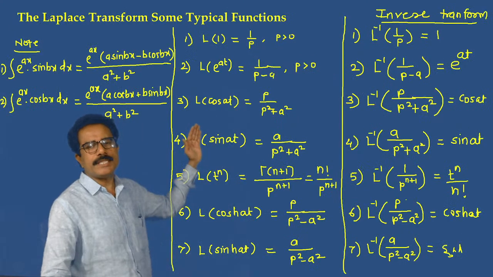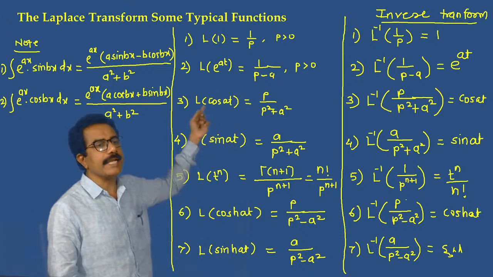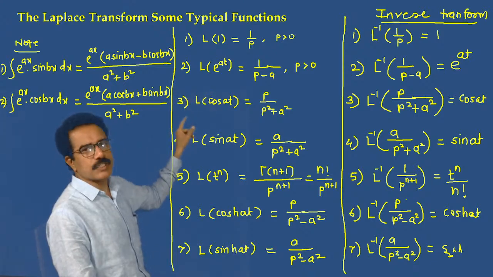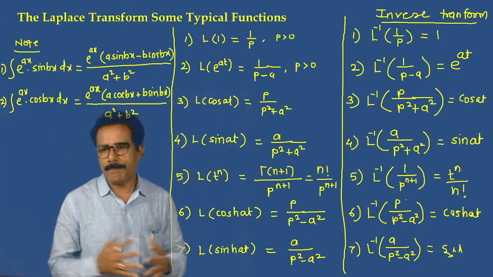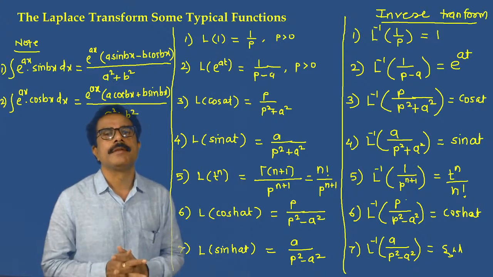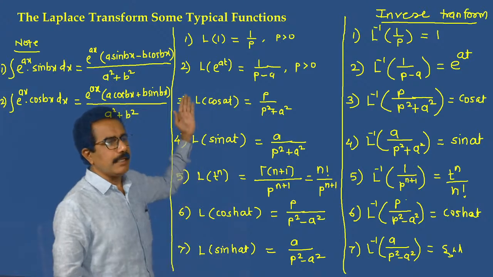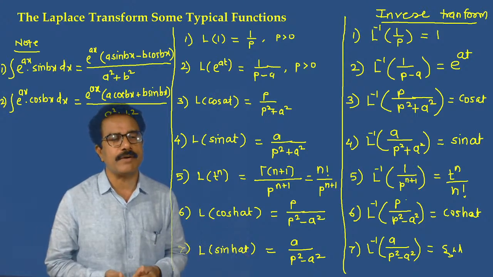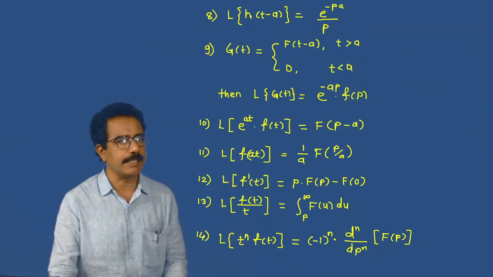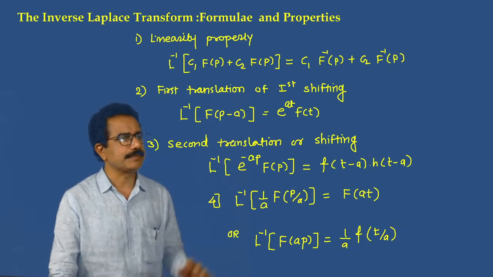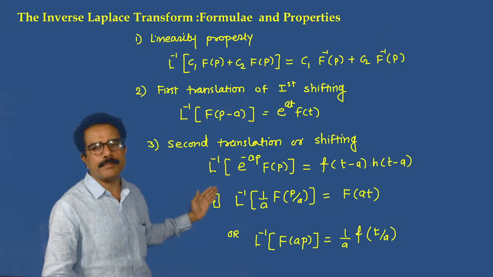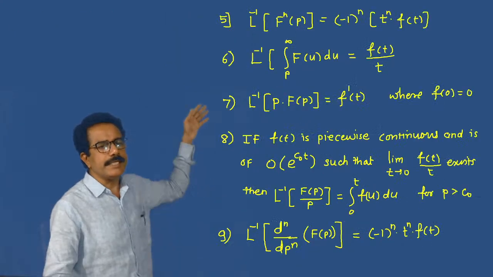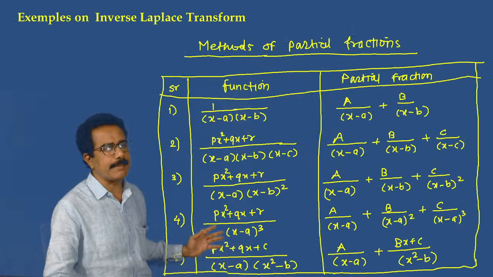Okay, now these are the corresponding formulae regarding Laplace transform and inverse Laplace transform. That means here Laplace transform of 1 is 1 upon p, so L inverse of 1 upon p is equal to 1. L of e raised to a t is equal to 1 upon p minus a, then L inverse of 1 upon p minus a is equal to e raised to a t. Okay, so thus we get the result. Now these are the linearity properties, first translation or first shifting, second shifting property. In this way we can continuously see the examples based on this.